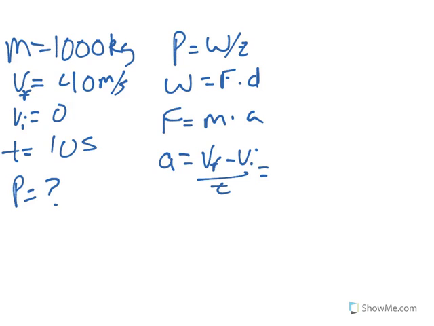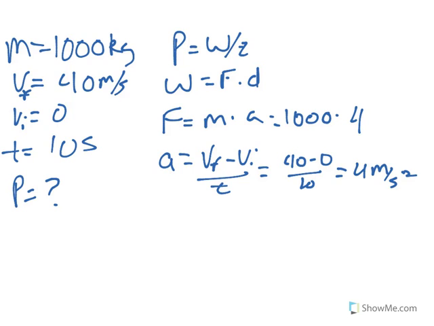So let's do that. 40 minus 0 over 10 equals 4 meters per second, so just 4 meters per second squared. That's easy, and now I have a force. So 1,000 times 4 meters per second squared, we should get 4,000 newtons. Okay, so now I have 4,000 newtons.